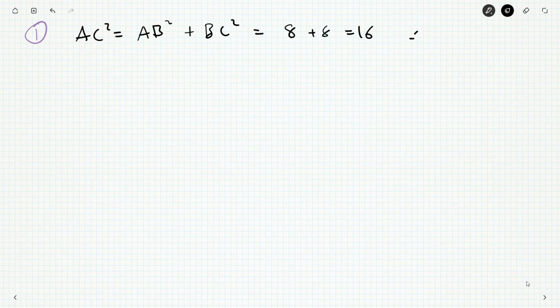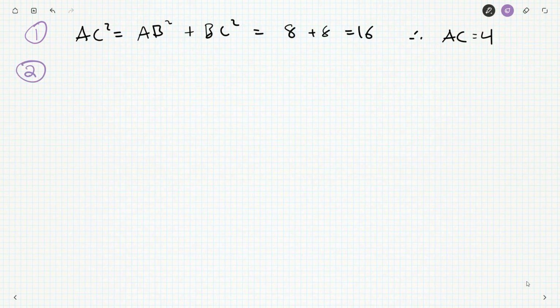So 1, AC squared is AB squared plus BC squared, which is 2 root 2 squared plus 2 root 2 squared, 16. Therefore, AC is 4. All right.